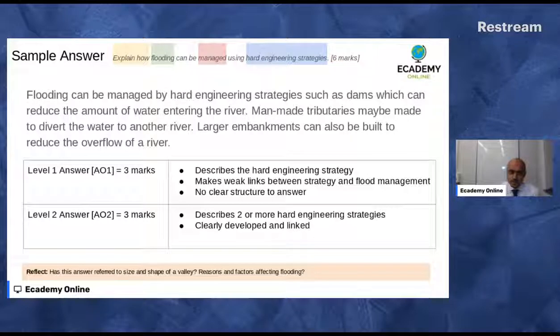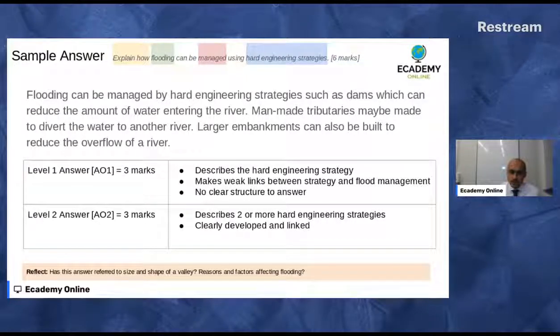Man-made tributaries may be made to divert the water to another river. Well, there is a specific name for those. That's not an example of a hard engineering strategy. And larger embankments can also be built to reduce the overflow of the river. I'm not sure how. It's not telling me how it's going to reduce it. So again, this would be a level 1 answer, not a level 2 answer.